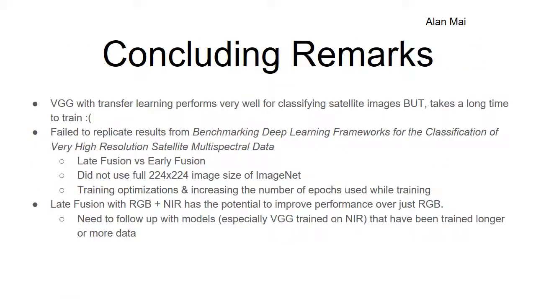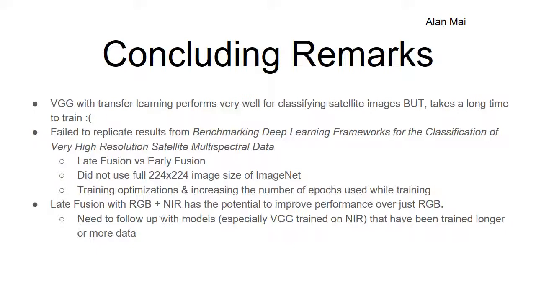In conclusion, we found that VGG with transfer learning performs very well for classifying the satellite images. However, it does take a long time to train. More specifically, we found that both RGB and near infrared transferred well, with RGB having the edge in both accuracy and F1 score. While we did end up having great results with the transfer learning, we were not able to replicate the results of the previous paper.